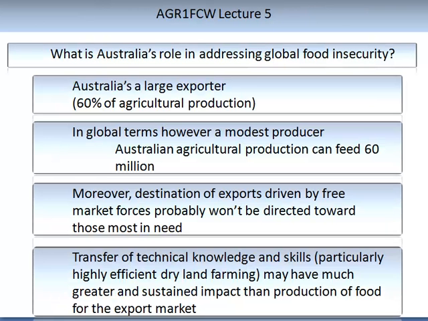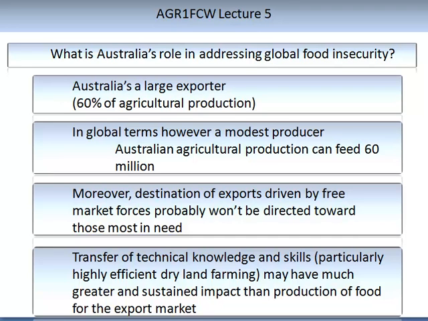So, what is Australia's role in addressing global food insecurity? Well, Australia is a large exporter. It exports 60% of agricultural production. So, from an Australian perspective, we're in a very strong position. In global terms, however, we are a modest producer. Australian agricultural production is estimated to feed about 60 million people. Moreover, the destination of the exports is driven by free market forces and not by the need to feed starving people.